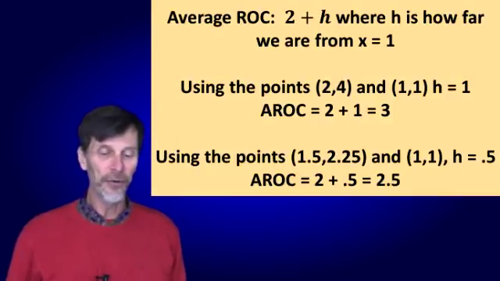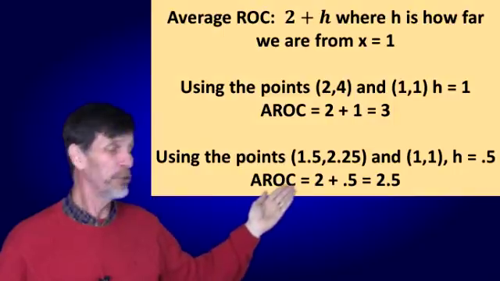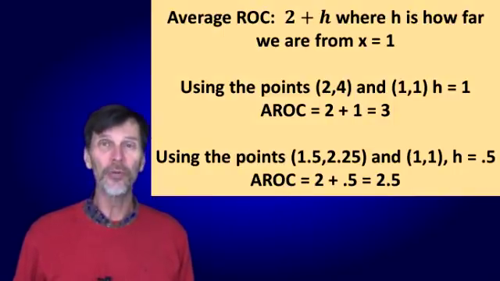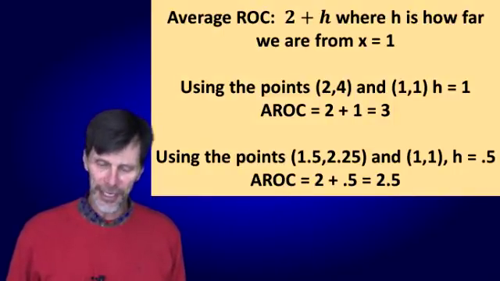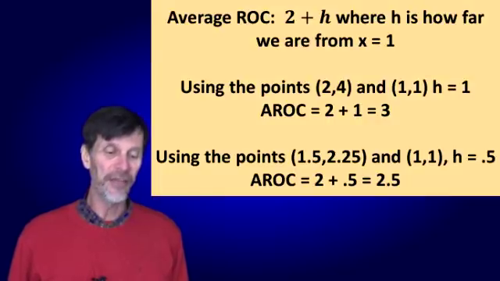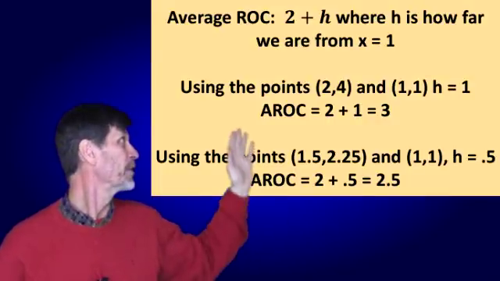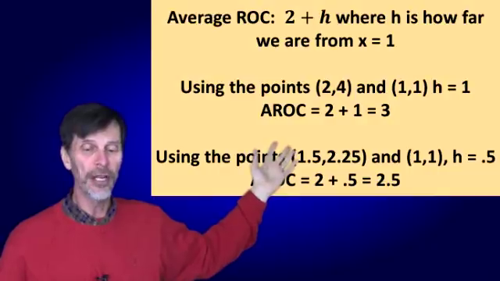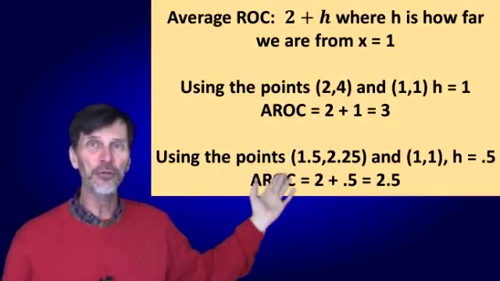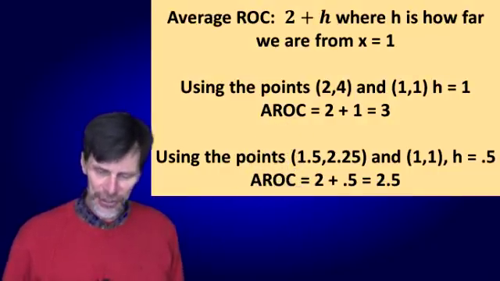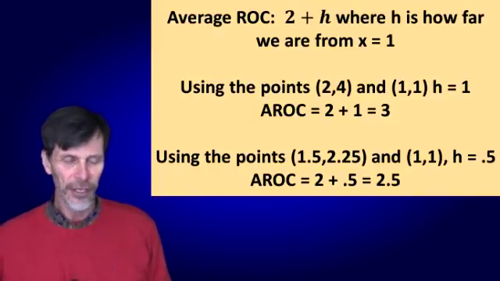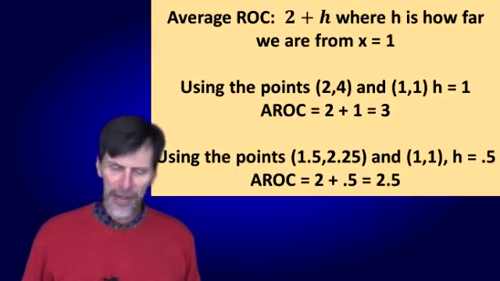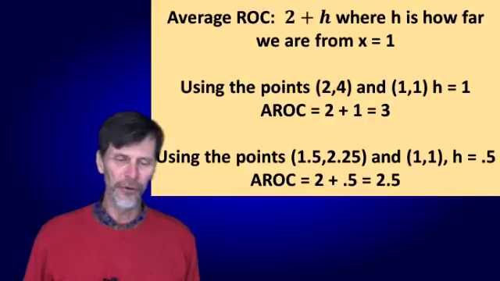The second set of ordered pairs was 1.5 comma 2.5. I compared that to 1, 1, and I found the slope of the secant line there was 2.5. That's consistent with my formula 2 plus h. h was 1 in the first case, I get 3. h was 0.5 in the second case, I get 2.5. So I'm fairly confident that I have the right formula here.